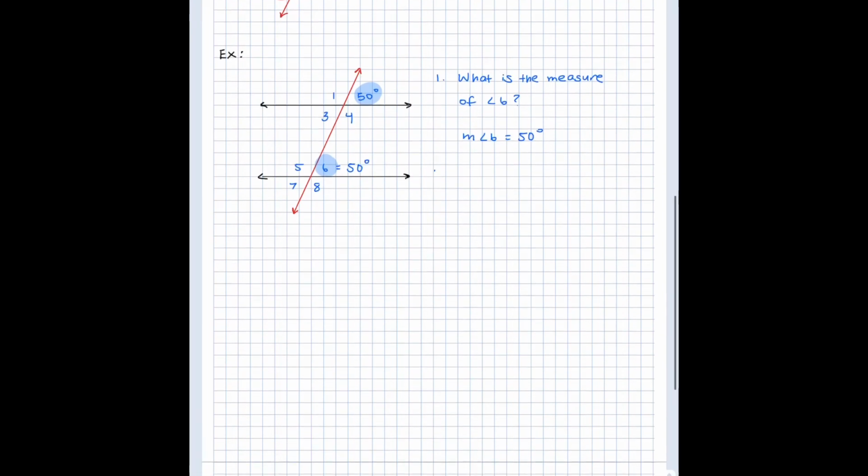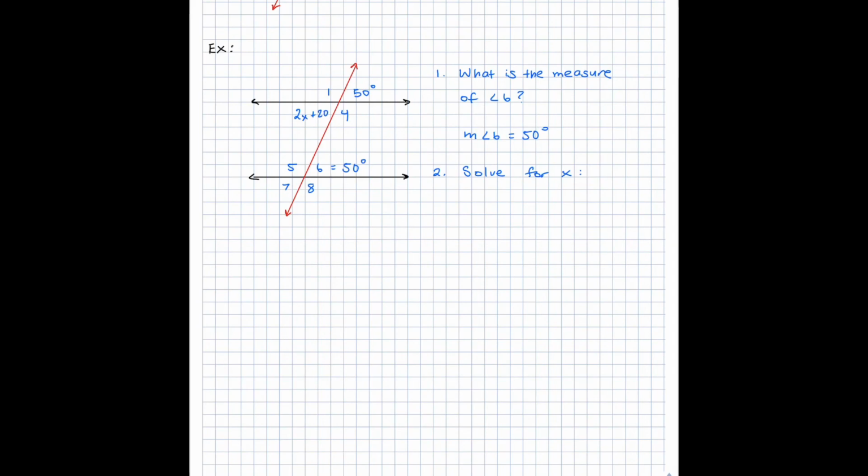Question 2, I'm going to ask you this. Solve for x. So, I'm going to replace 3 here with 2x plus 20. So now there's 2 ways I can approach this. I'm going to approach it this way.